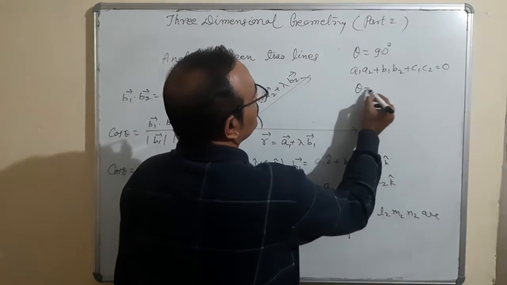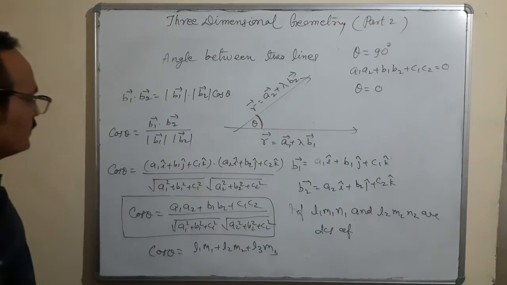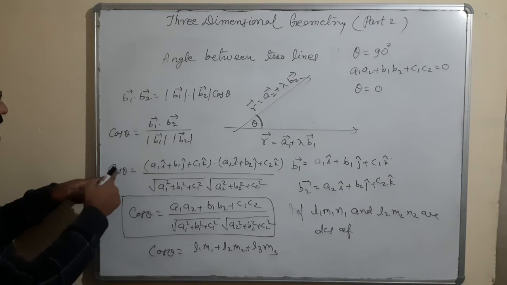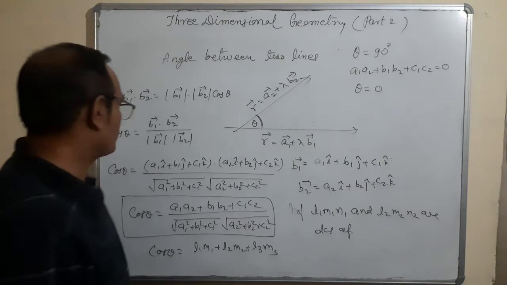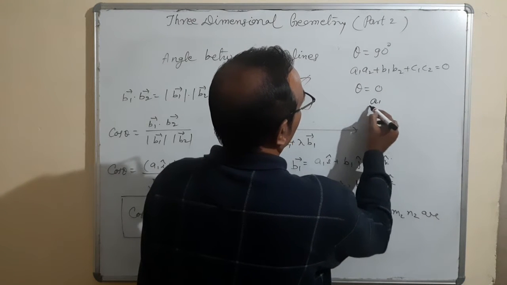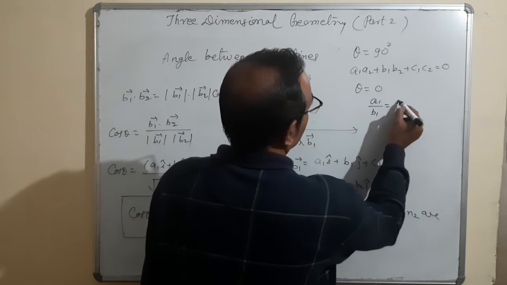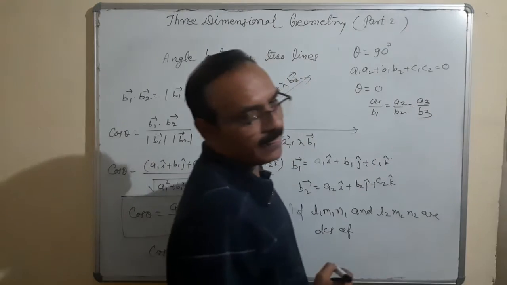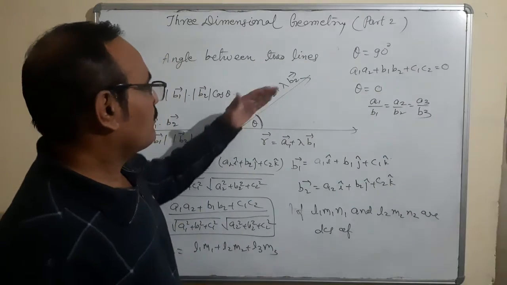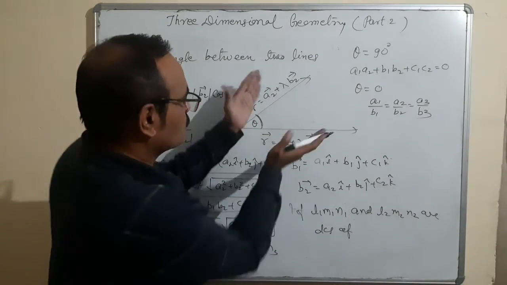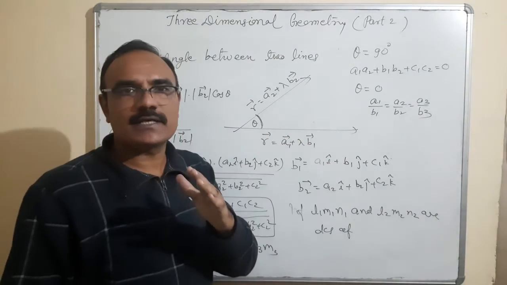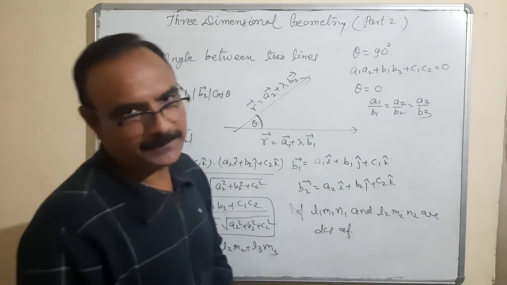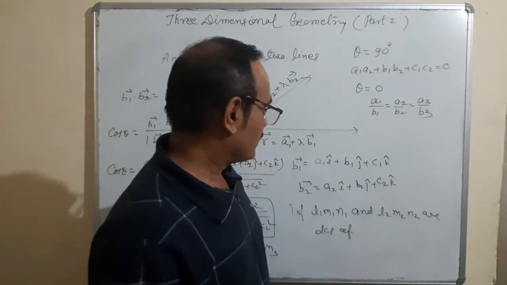If theta is equal to 0, then what is the condition? Cos 0 is 1. We can shift this term here, solve it, and after solving we get a1 upon b1 equal to a2 upon b2 equal to a3 upon b3. So when these two lines are parallel, what does it mean? Their direction ratios are proportional. Okay, so these are the conditions.